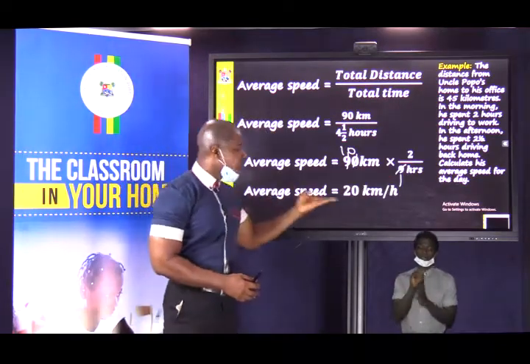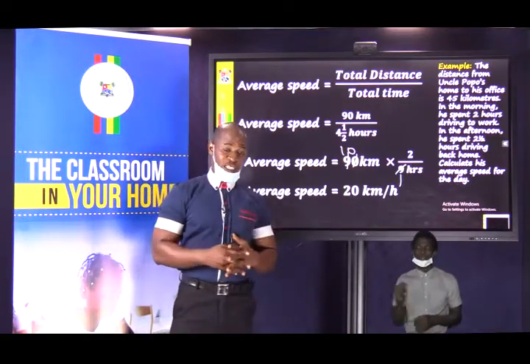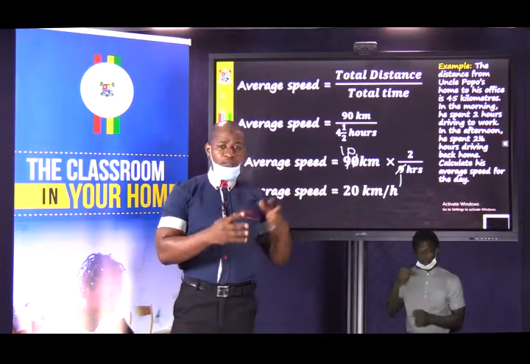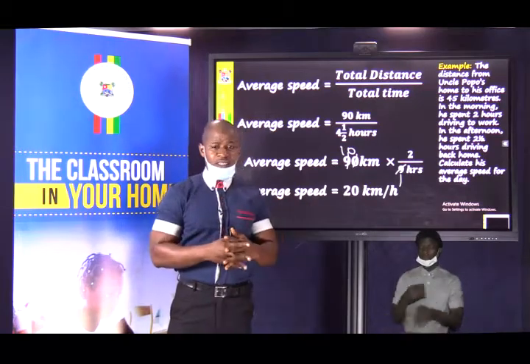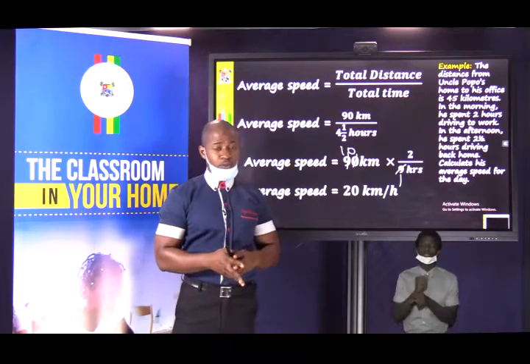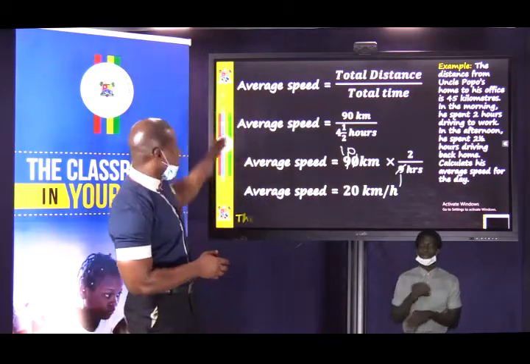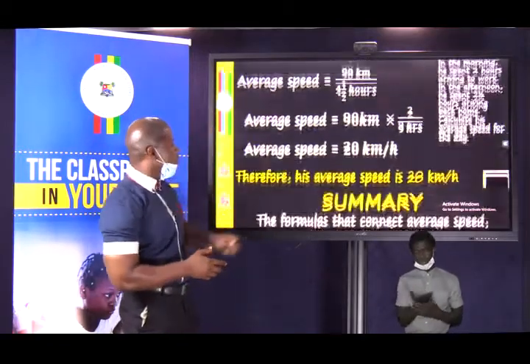Yes, of course, the average speed is 20 kilometers per hour. That's 20 kilometers per hour. So remember, when you have different times and different distances, to find the average speed, take the total distance over the total time using the formula speed equals distance over time. So what is the summary of all that we have learned today?